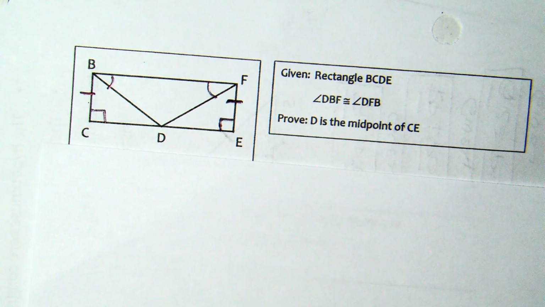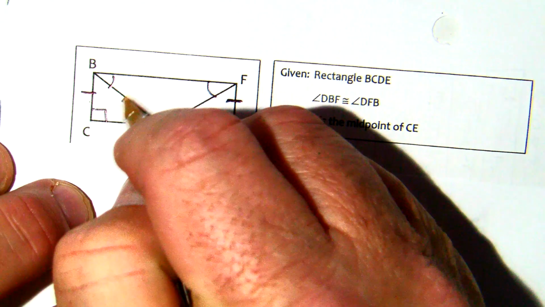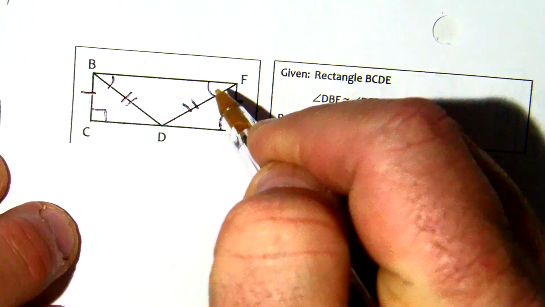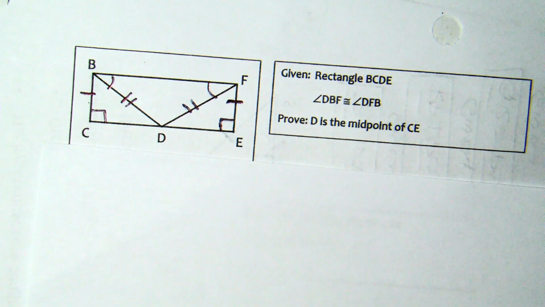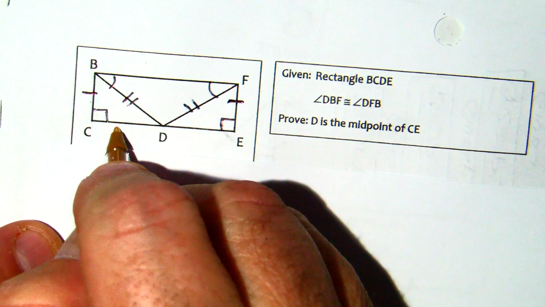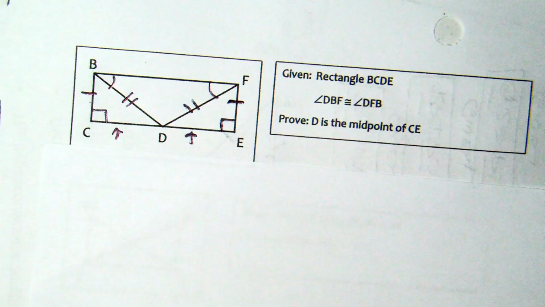So I'm going to put tick marks on them. And remember, anytime it's not in the given information, the reason is always what? Isosceles triangle property. Not definition, property. At that point, are the two outside triangles congruent? Yep. By what? Hypotenuse leg. For D to be the midpoint of CE, these two segments have to be what? Congruent. That's going to be your what? CPCTC. And then finally, we would say D is the midpoint of CE by definition of midpoint.